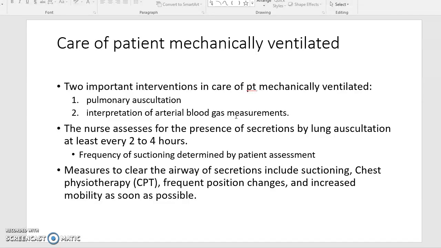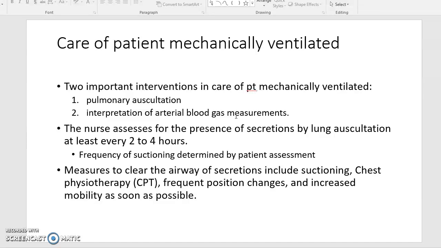So two important interventions in care of a mechanically ventilated patient. One is pulmonary auscultation. You want to listen to their lung sounds to make sure that fluid or secretions are not accumulating in their lungs. And you also want to interpret arterial blood gas measurements. So you want to measure their blood gases, so check their CO2 levels or their bicarbonate levels.